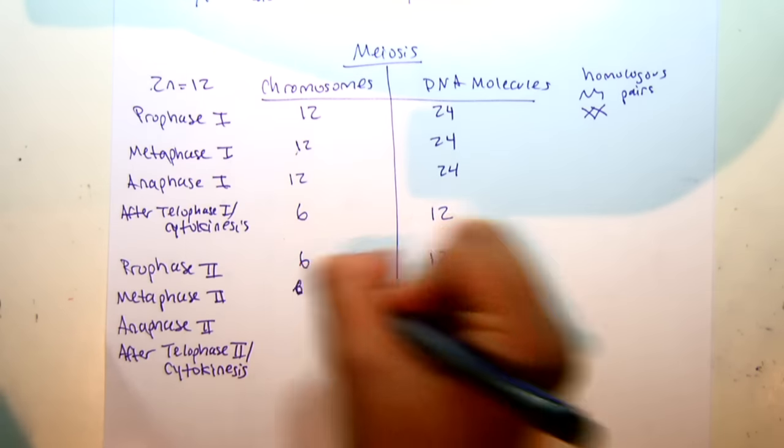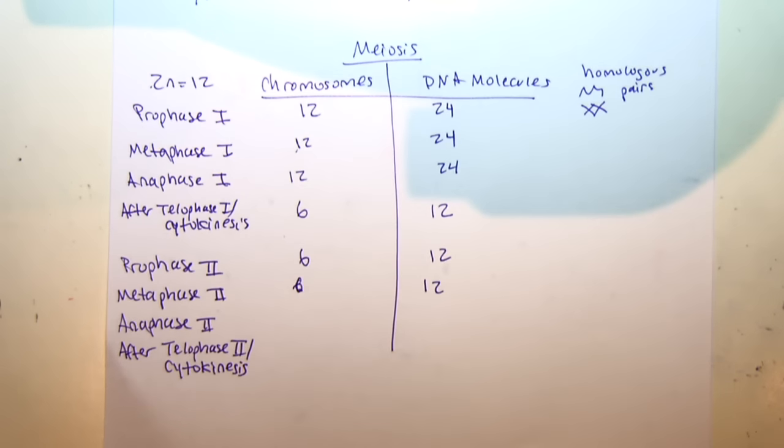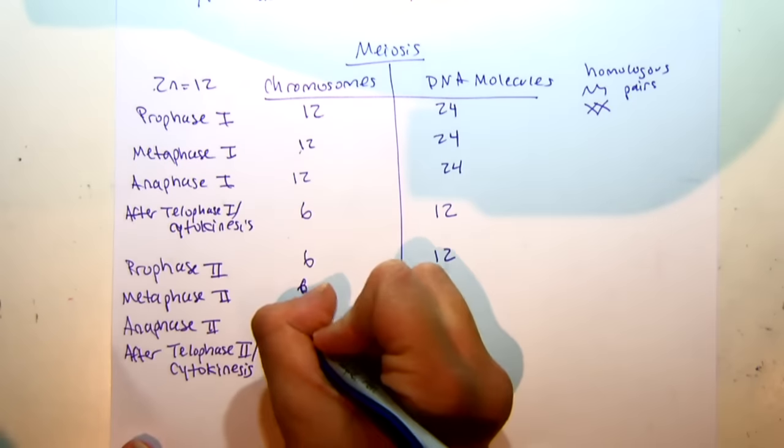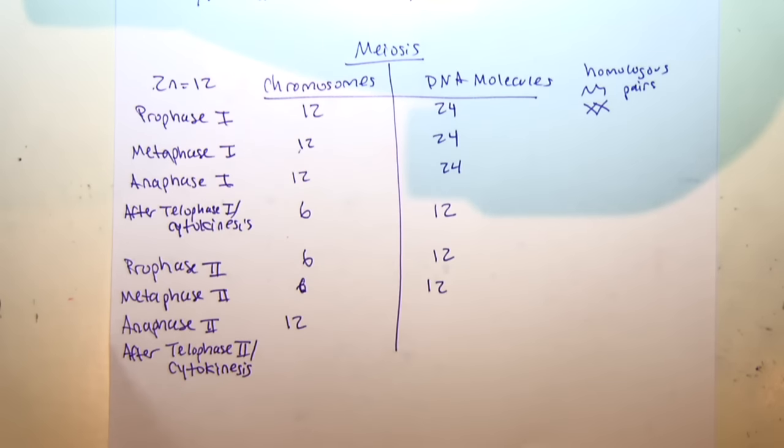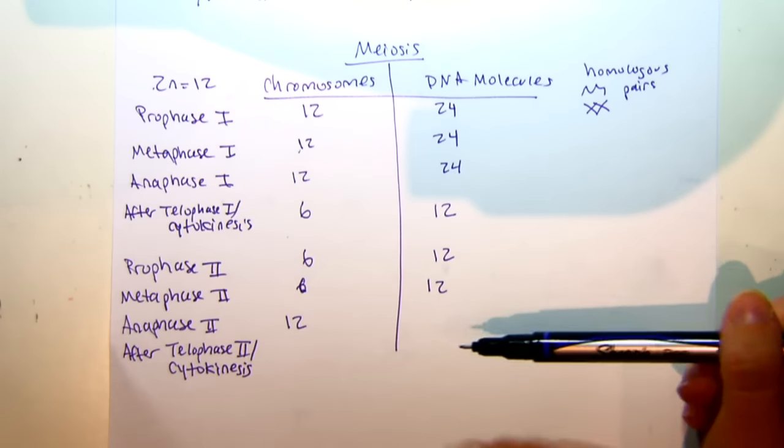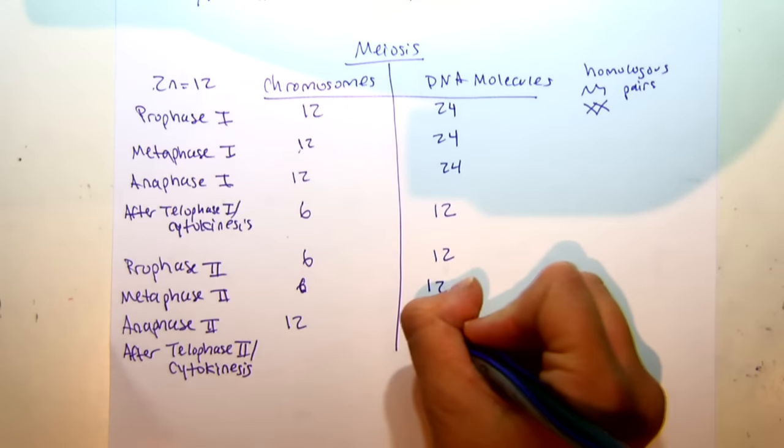Good. And then at anaphase 2, how many chromosomes will we have? 12, because this is the part of meiosis where we're actually pulling apart sister chromatids finally. So whenever we pull apart chromatids, that doubles the number of chromosomes. But how many DNA molecules would we have? 12, because we haven't changed that.